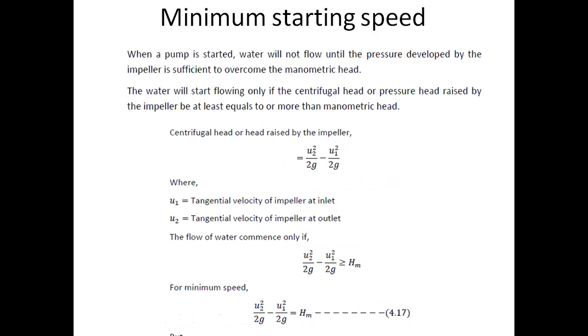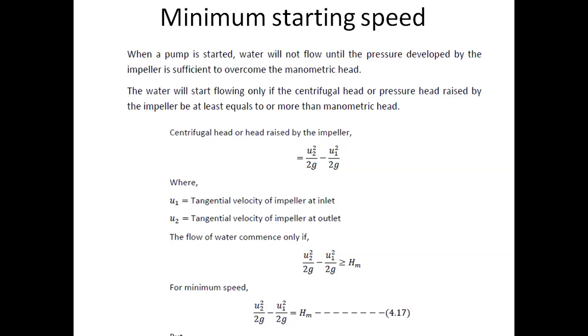So, in this derivation, we find the minimum starting speed. When the pump is started, water will not flow until the pressure developed by the impeller is sufficient to overcome the manometric head. The water will start flowing only if the centrifugal head or pressure head rise by the impeller is at least equal to or more than the manometric head. It is a very important sentence. The water will start flowing only if the centrifugal head or pressure head raised by the impeller is at least equal to or more than the manometric head.